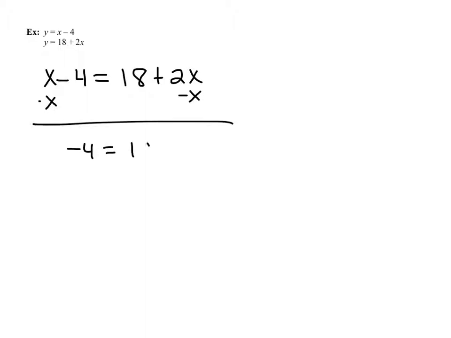So in this example, it's a little strange because y is isolated in both places, but this top equation would just say, if you see a y in the second equation, replace it with x minus 4. And you do. So the y that's before the equal sign becomes the x minus 4, and then 18 plus 2x minus x minus 4 equals 18 plus x. Subtract 18 from both sides. You get x equals negative 22.